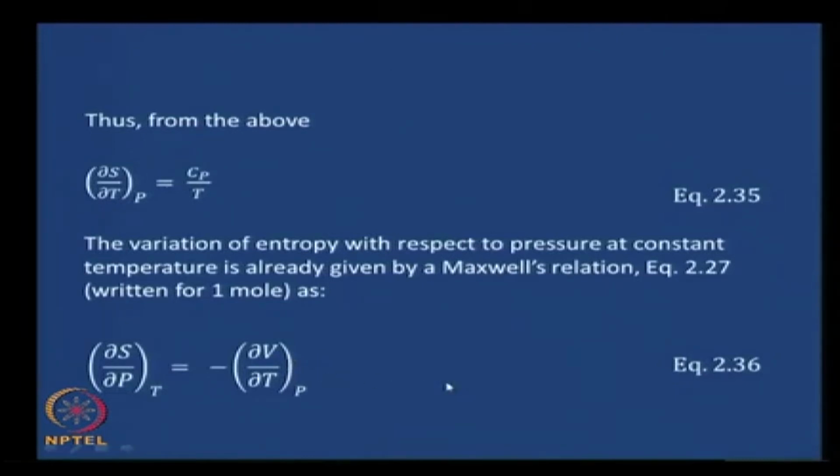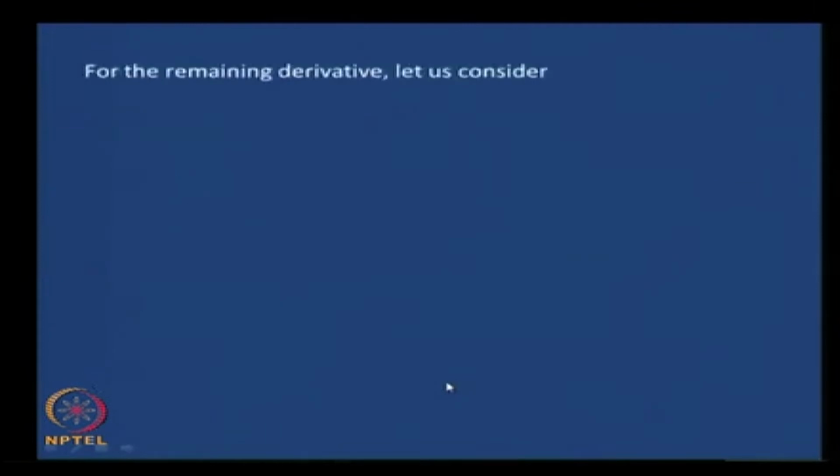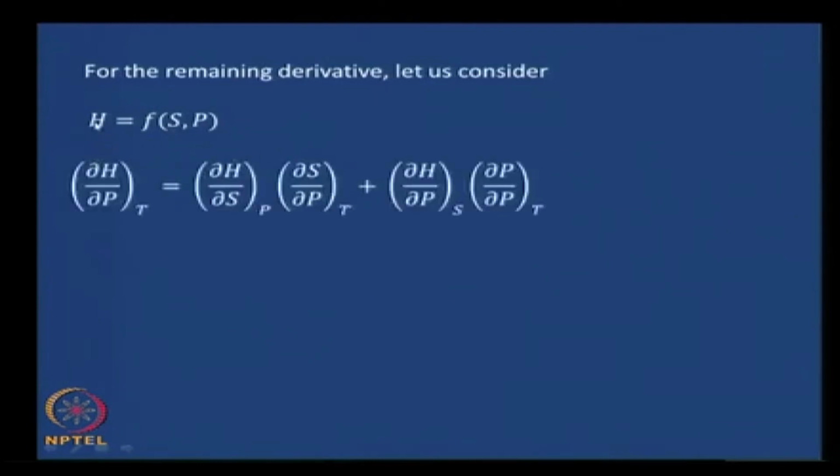There is one more part that is remaining. For that, let us consider H as a function of S and P. You can consider whatever as a function of the relevant variables. In this case, let us consider enthalpy as a function of entropy and pressure. If you do this, dH can be written as ∂H/∂S at constant P dS plus ∂H/∂P at constant S dP.